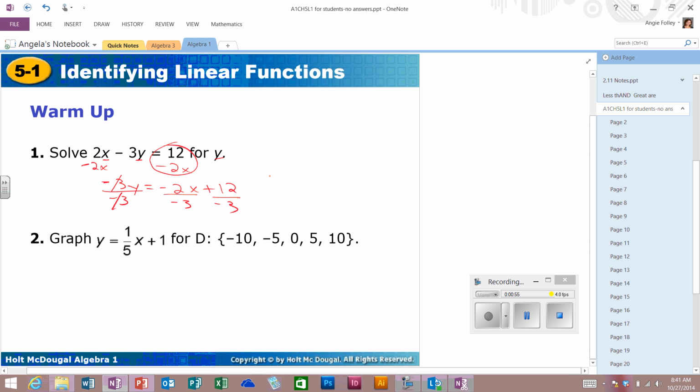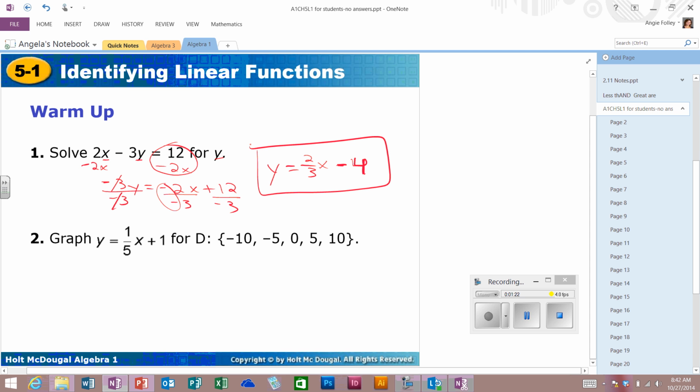Here's why. I have just my y left. And then these negatives cancel, so I'm just left with 2/3 with an x next to it, plus, or not plus, 12 divided by negative 3 gives me negative 4. So that way I have a whole number over here. And there's a reason for that. As we get later in this chapter, I want it to look like this.